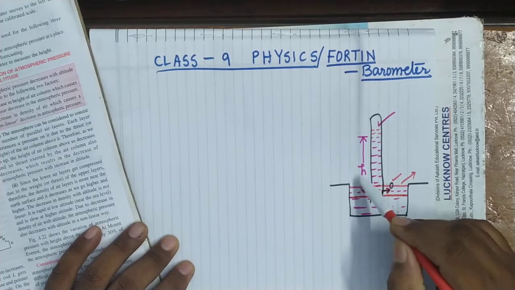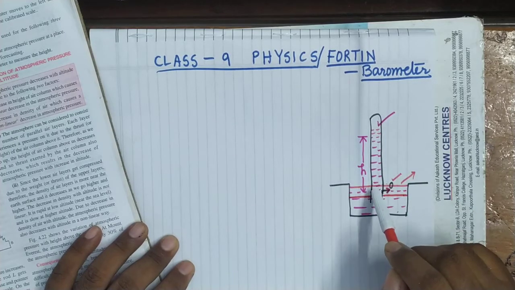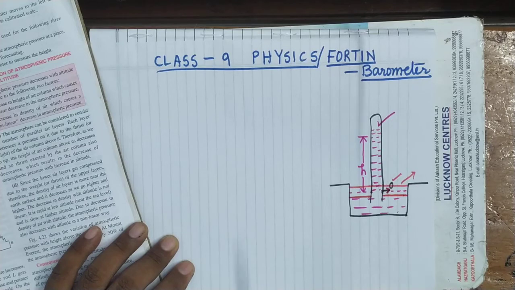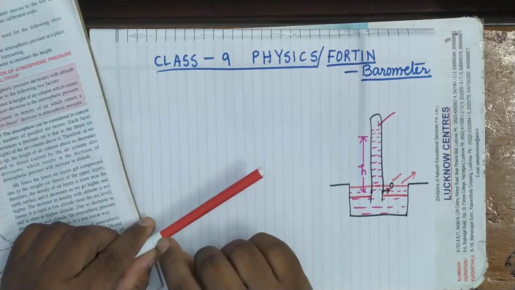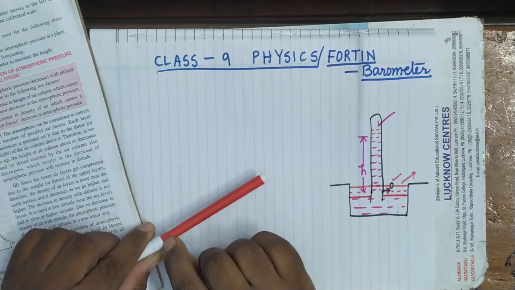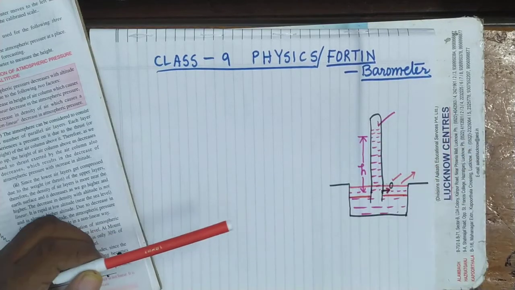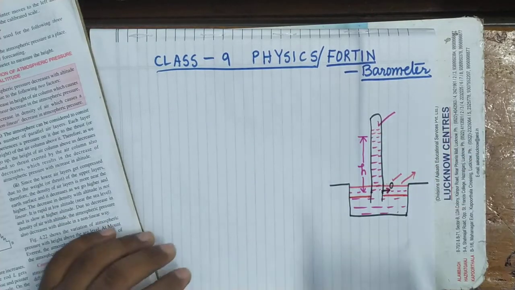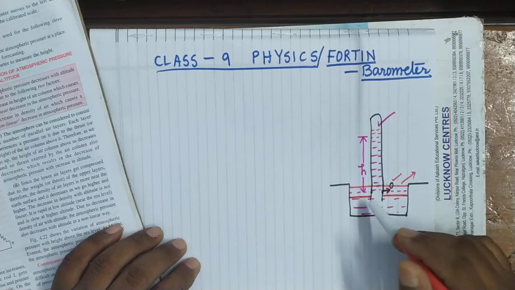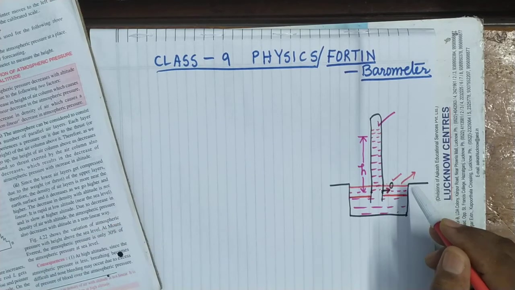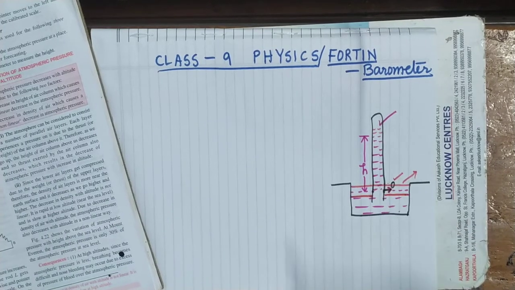In the Fortin's barometer, here there is a covering, a metal covering. It is this glass tube which is covered with a metal tube, which has a slit cut along its surface so that this tube is visible. Number two, there is a provision for adjusting the zero level, so that is also there in this Fortin's barometer.